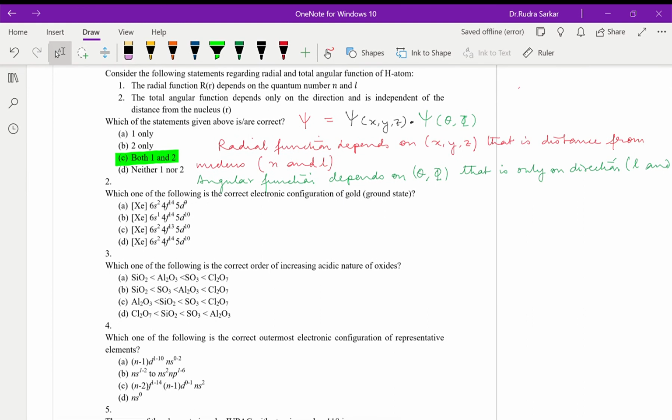Next question is, which of the following is the correct electronic configuration of gold in ground state? And for that, gold means, what is the atomic number of gold? Which will be Au 79, and that way if you write the electronic configuration in the condensed form, it is xenon 4f14 5d10 6s1, and if we compare, we will say the correct answer over here will be option B.